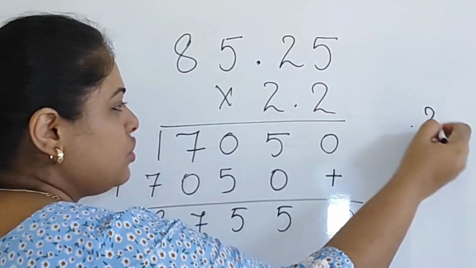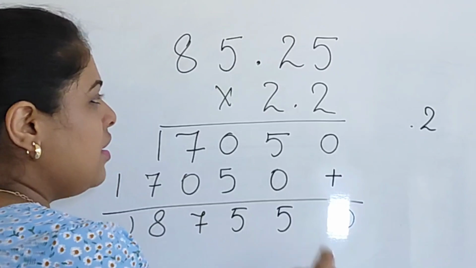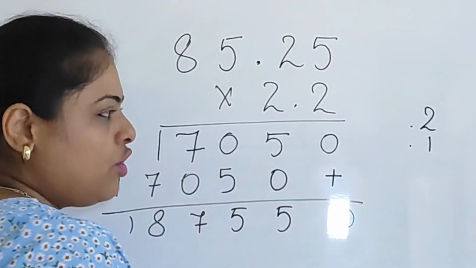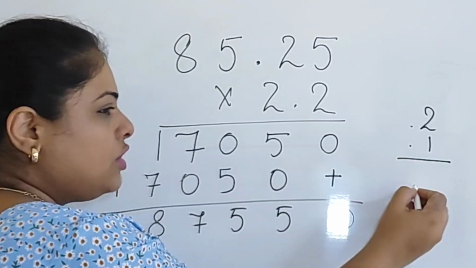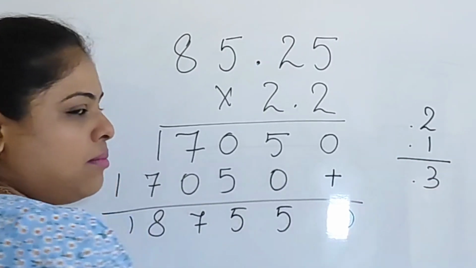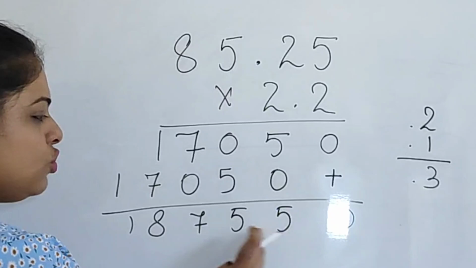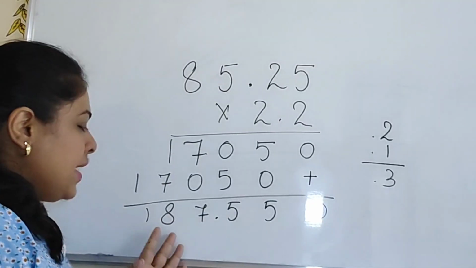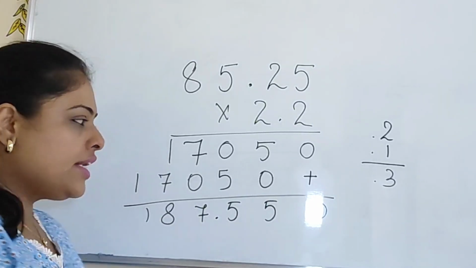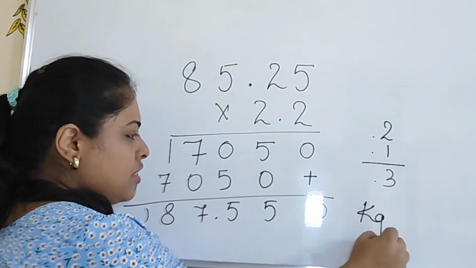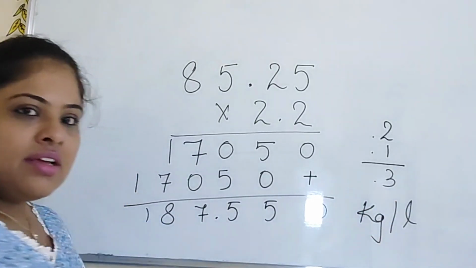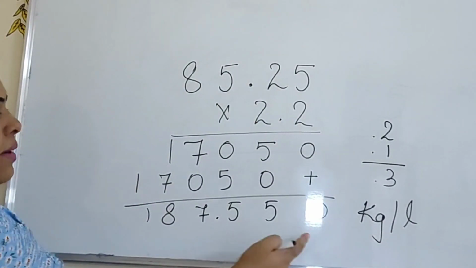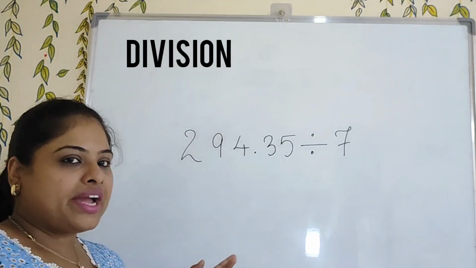It is 0.2, so 1 number after the decimal point, and over here after the decimal point you have 1 number followed. Altogether it is 3 numbers. So we have 1, 2, 3, and we put the decimal point over here. Here also 187.550. It can be expressed in terms of kg, in terms of liters, or even in terms of 187 rupees 550 paisa. So let's divide.